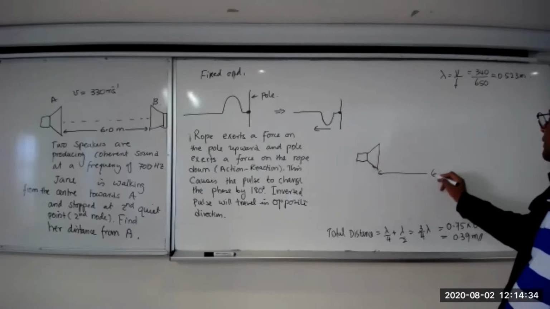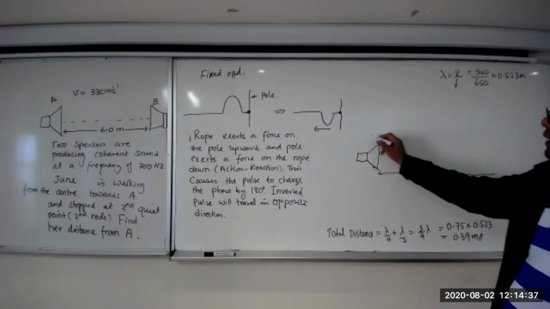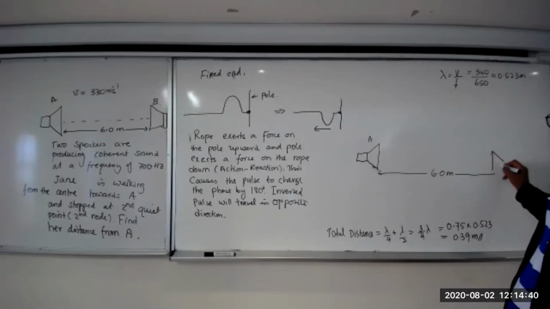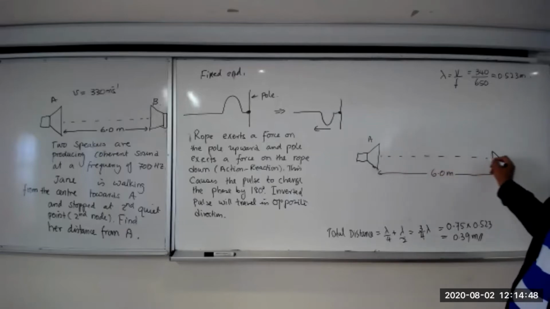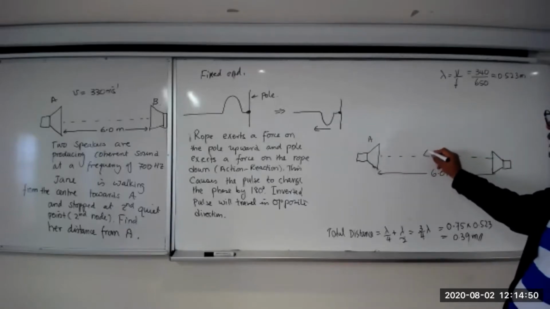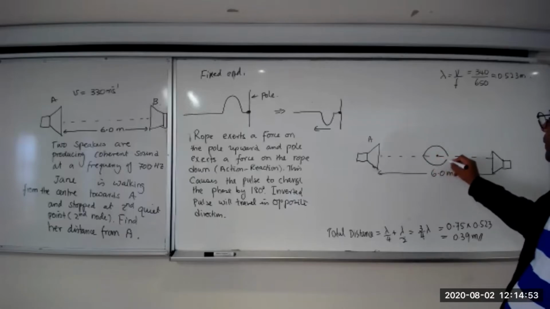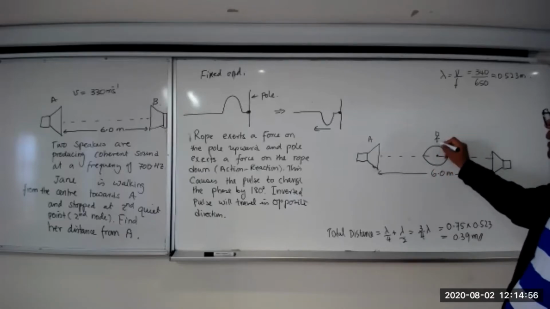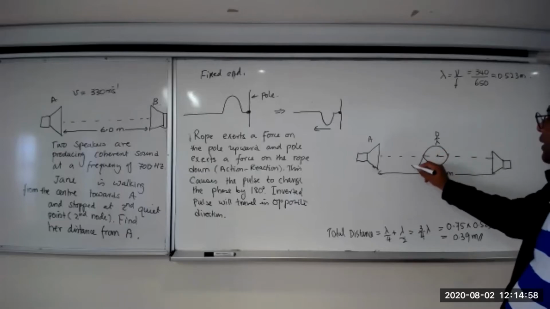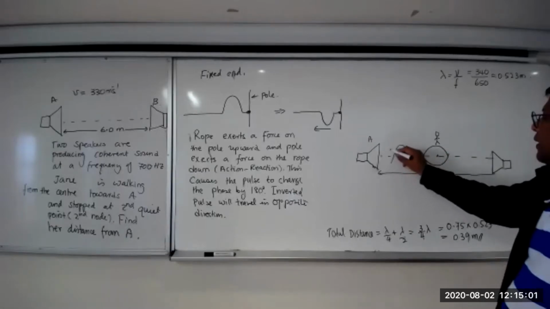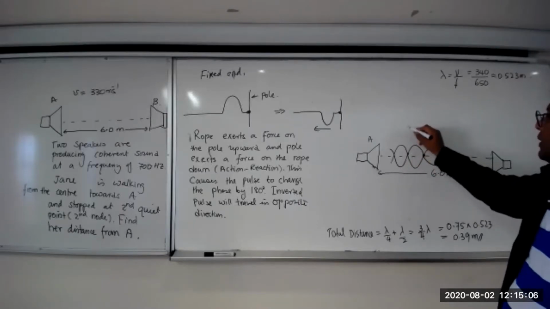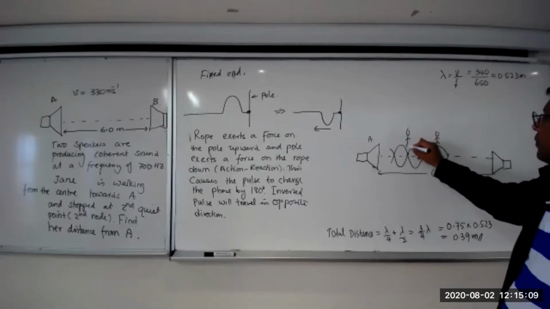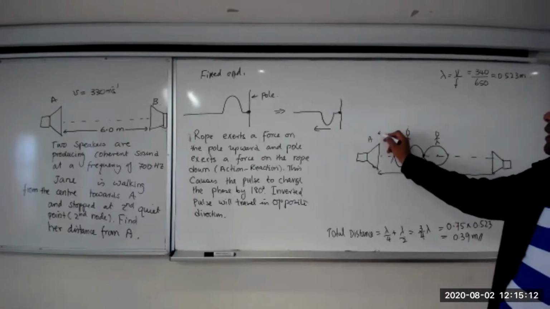That's 6 meters. That's A. So she's walking from the center. The center is always an antinode. She's starting from there and then stopping at the second antinode. That's the first one, that's the second one. That's where she's going to stand now. We're trying to find that length.